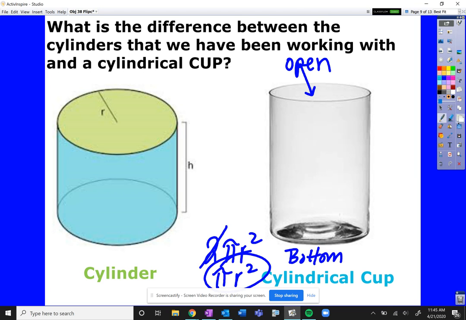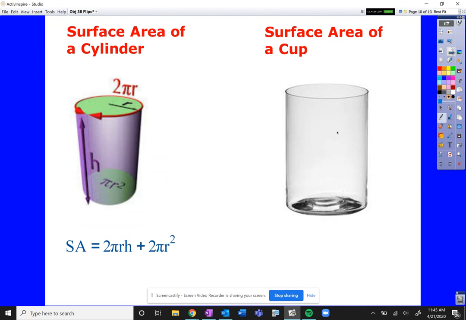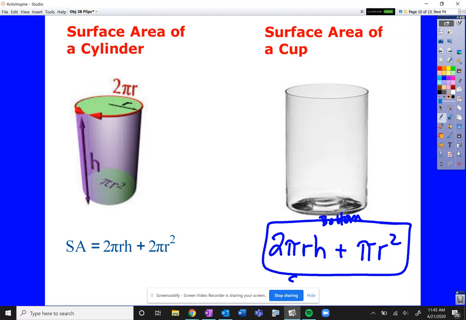Only 1. So, formula for a cup: you still got the space around the middle, 2 pi rh, but instead we only have 1 pi r squared on the bottom. Because you got to get your water in your cup. You got to get your beans out of your can. Okay, so this is our new formula for a cup. So this is surface area of a cup. Make sure that gets on our notes. And let's do two problems with it.